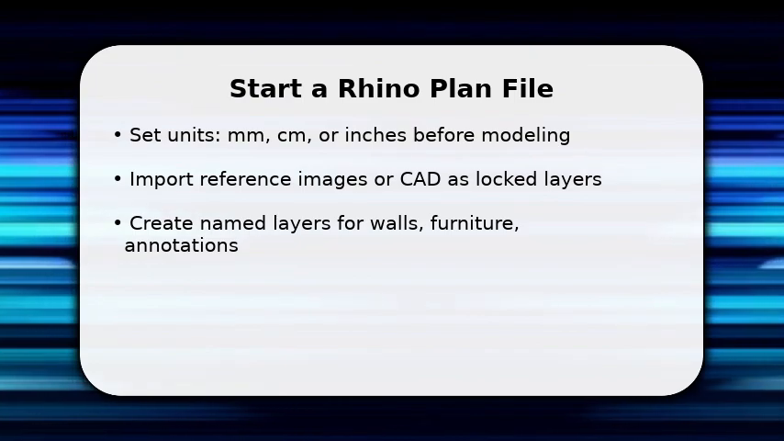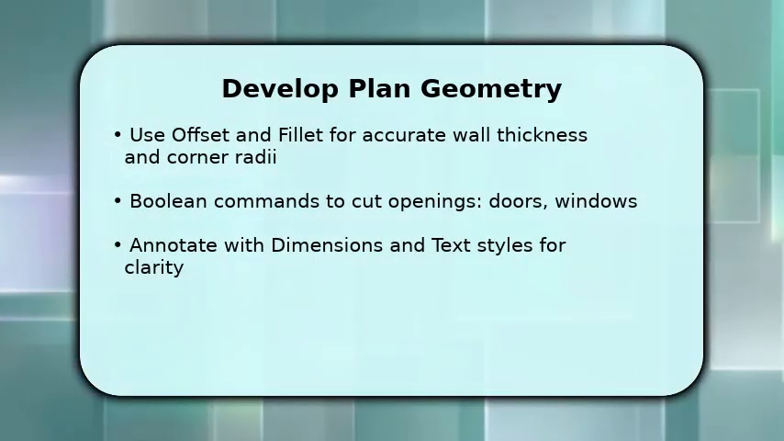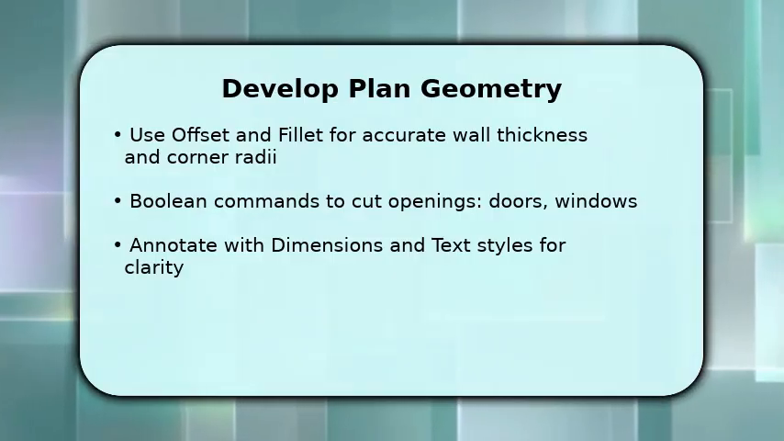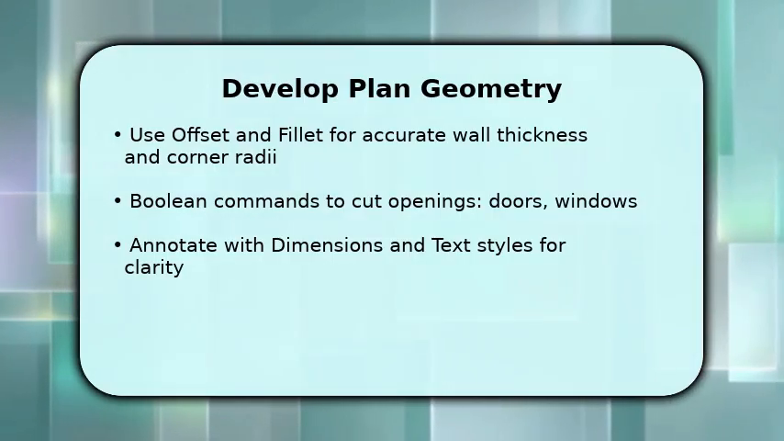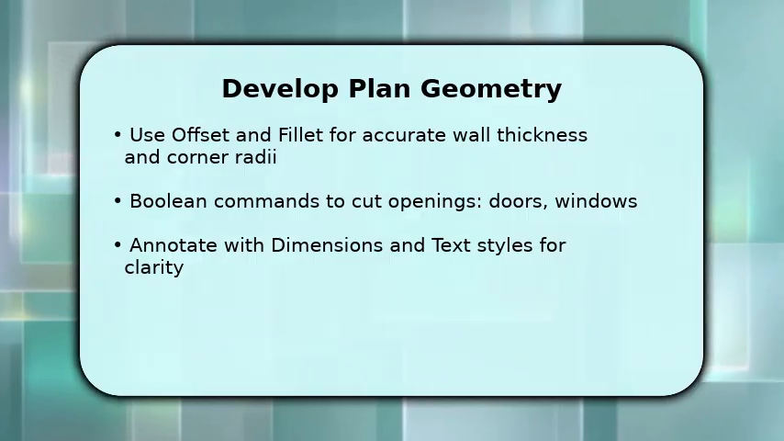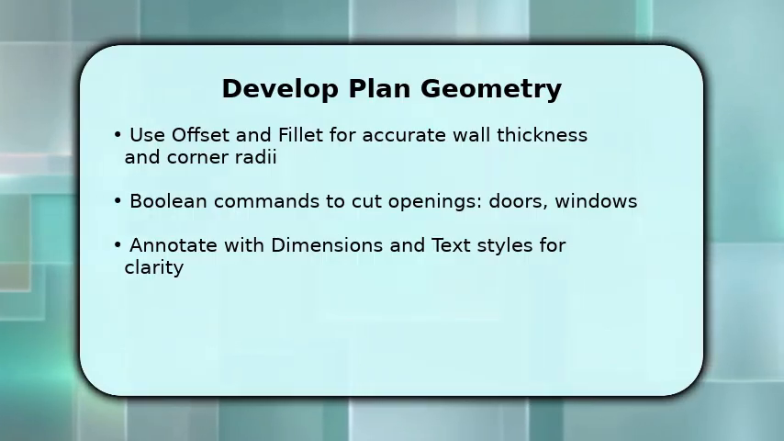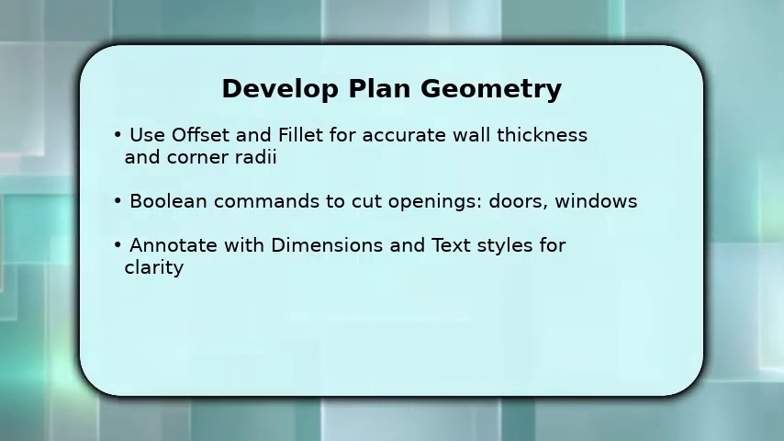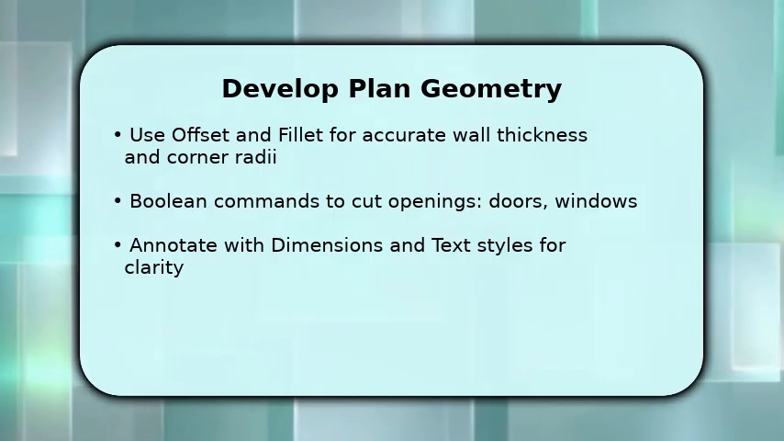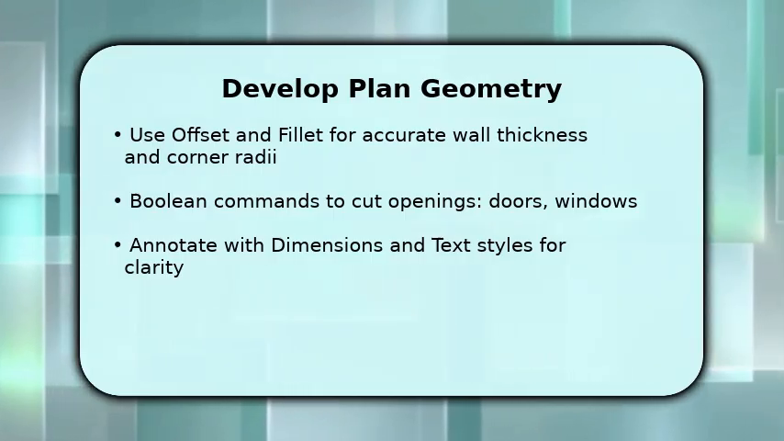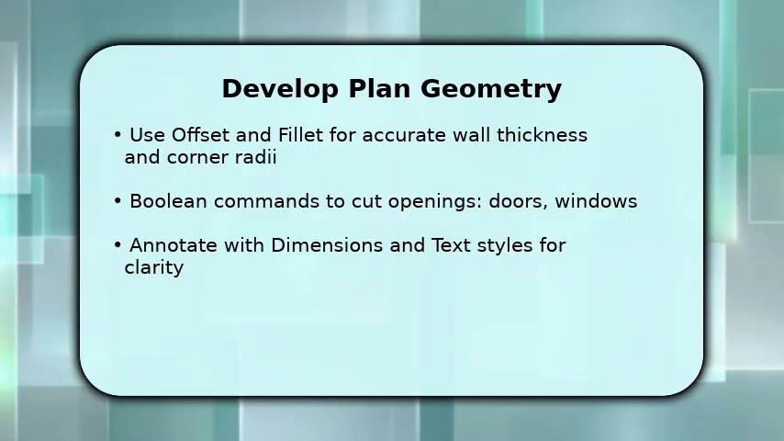Next, focus on building precise plan geometry and relationships. Use offset to create consistent wall thicknesses and fillet or chamfer to clean corner conditions where required. Apply Boolean difference and Boolean split to create door and window openings. Make sure objects are planar and joined before Boolean operations to avoid errors.